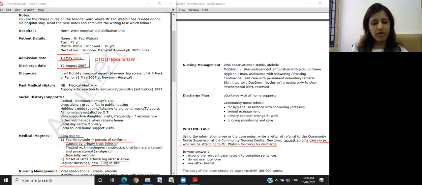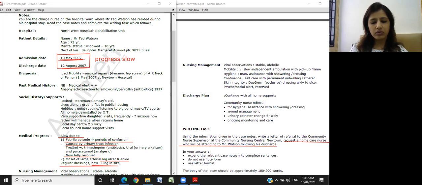So whenever you are writing a discharge summary, this is also a discharge summary, but you are also requesting the home care nurse to visit and provide care. So this is a discharge summary to a home care nurse. So when you are writing a discharge summary to a home care nurse, what you are trying to focus upon is the patient's current status. What is his current status? Because you are mainly requesting the follow-up care, the care after discharge.